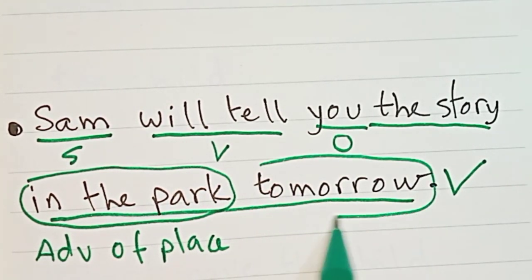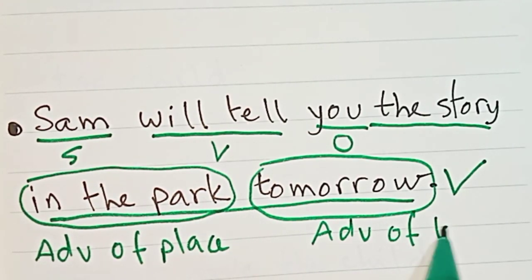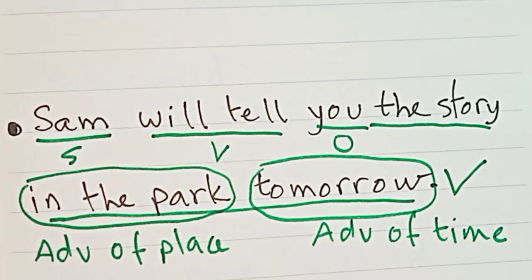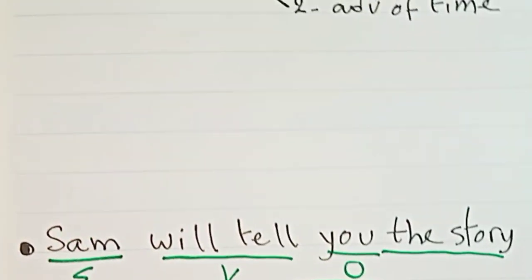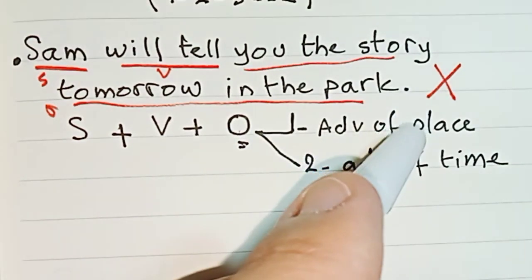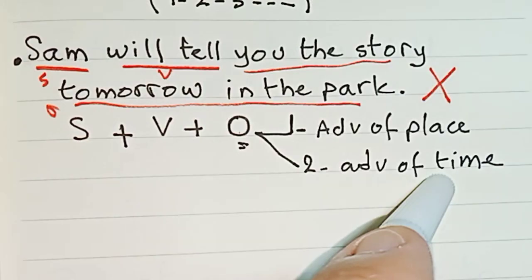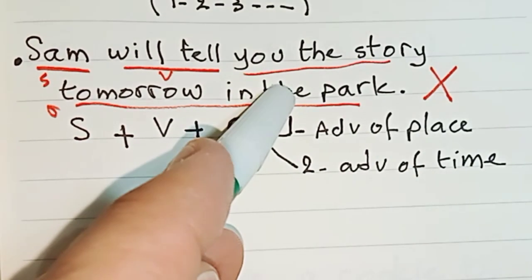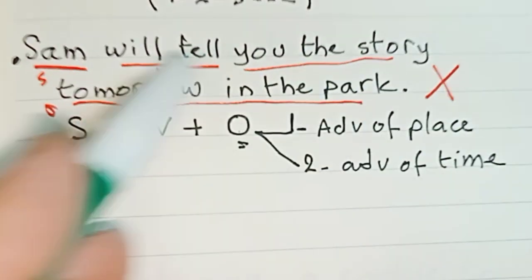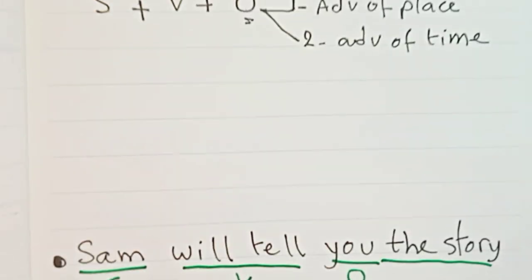Tomorrow is the adverb of time. So remember, next time when you have two adverbs, place the adverb of place before the adverb of time. Compare now. Sam will tell you the story tomorrow in the park. It's wrong. Sam will tell you the story in the park tomorrow is the correct one. All right?